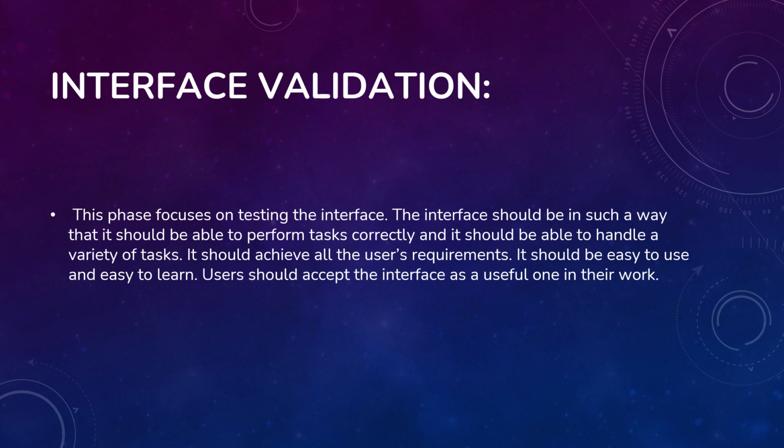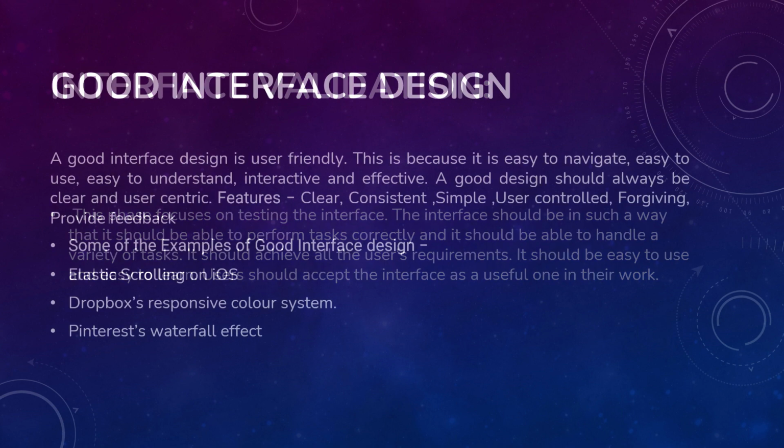In this phase, the focus is on testing the interface. The interface should be able to perform tasks correctly, and it should be able to handle a variety of tasks. It should achieve all the requirements. It should be easy to use and easy to learn. Users should accept the interface as a useful one in their work. And these are all the four phases of user interface design process.